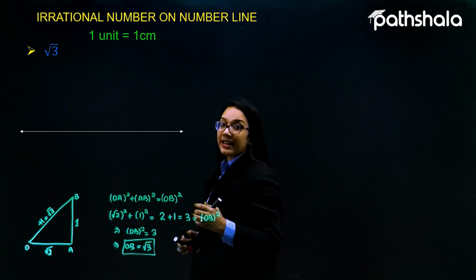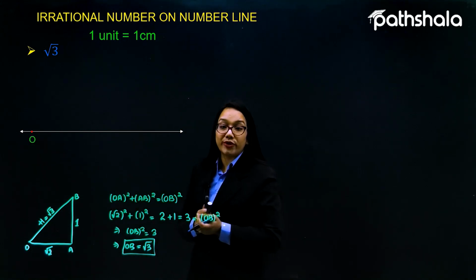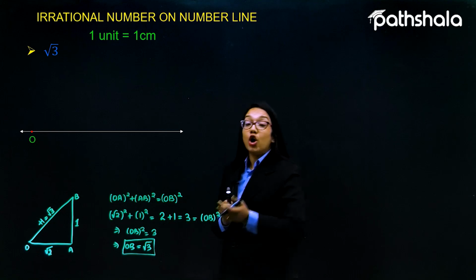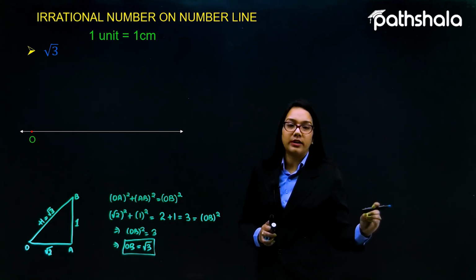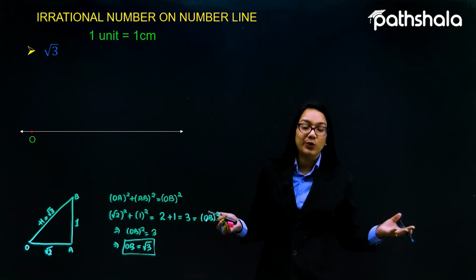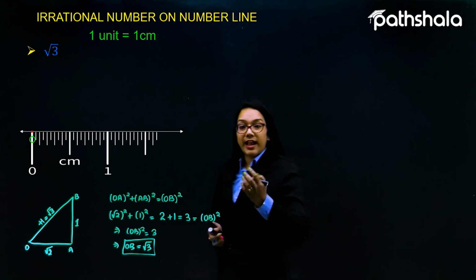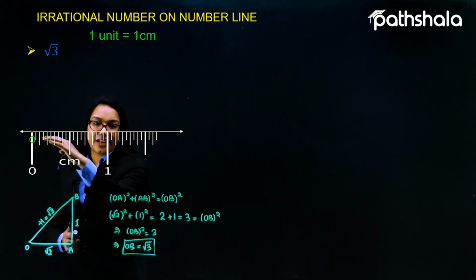So let's represent the irrational number root 3 on the number line. Let's take the number line first and take any point O on it. First of all, we have to construct, or represent, root 2 on the number line. We already are aware of how we can represent root 2 on the number line. We have to take the unit 1 base.